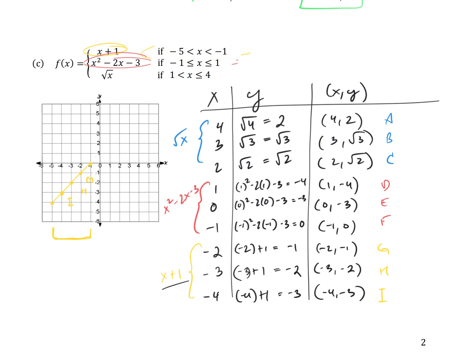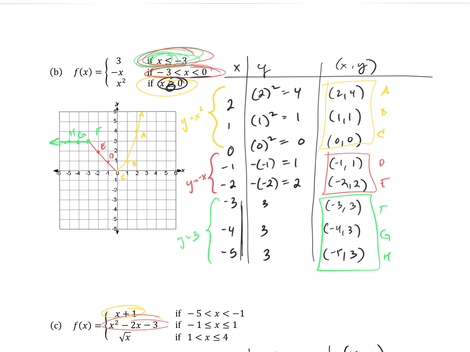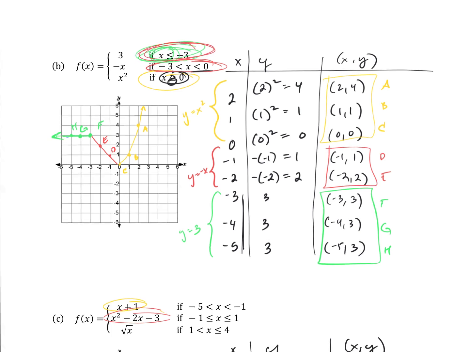How come I wouldn't put an arrowhead? Well, the reason I'm not going to put an arrowhead is, again, because my x values are bounded between -5 and -1. So those are all the values I have for this line. For the ones that weren't bounded, like this one here for the green, that's not bounded, which is why we'd use the arrowhead.